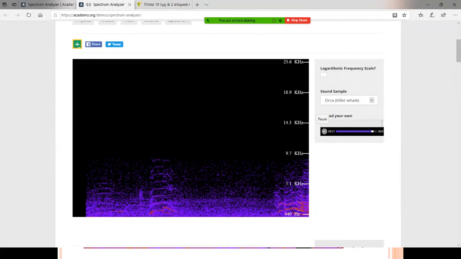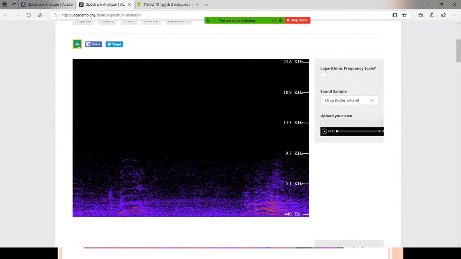These were orca killers, a killer whale. So this is the sound it emits. You can see the frequencies here and how it emitted them over time. I go to a police siren.